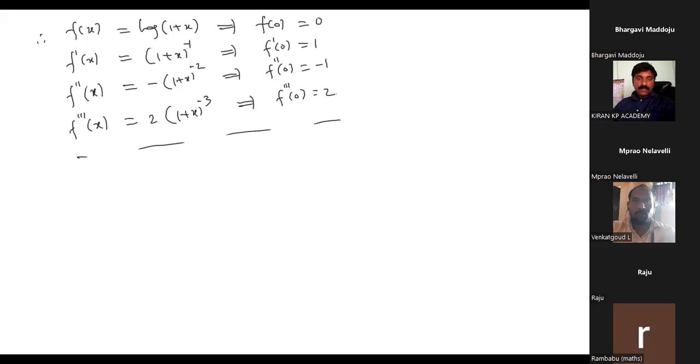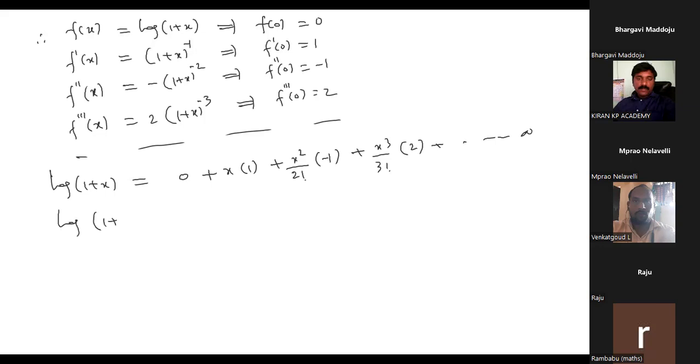Okay, so putting in the Maclaurin series, that is f(x) = log(1+x), f(0) is 0. So 0 plus x into 1, plus x squared by 2 factorial into -1, plus x cubed by 3 factorial into 2, like this, infinite terms. So therefore log(1+x) is x - x^2/2 + x^3/3 and so on, alternating signs. So this is log(1+x).